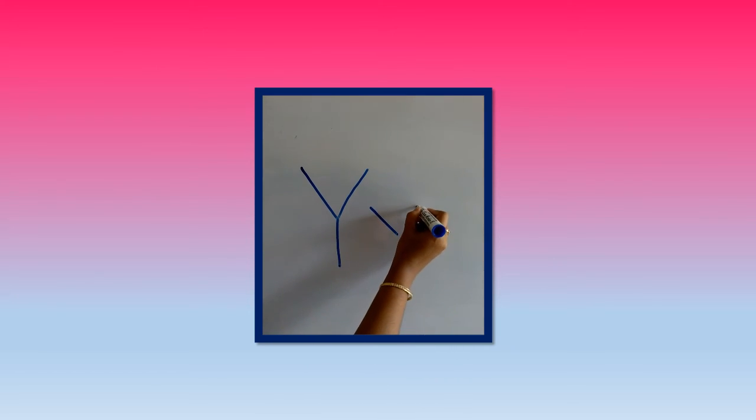Alright, now I'm going to show you how to write capital Y and simple Y on the whiteboard. Just see the formation.